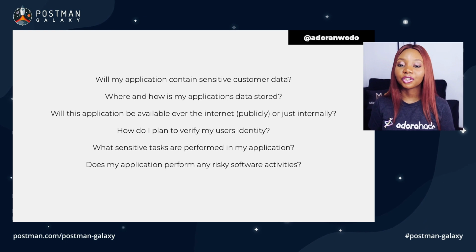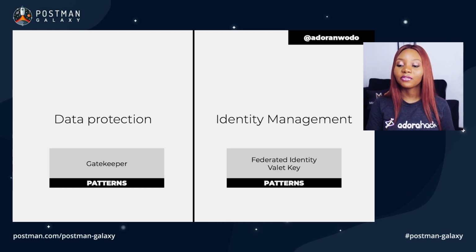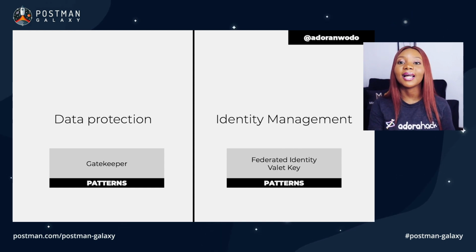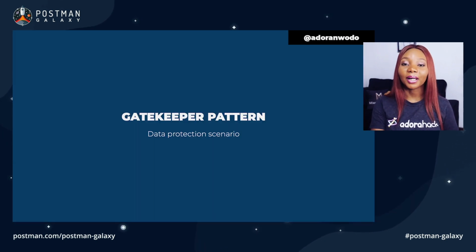And looking at these 6 questions that I talked about in the previous slide, I broke it down into 2 buckets. So the first bucket is the data protection bucket, and the second bucket is the identity management bucket. And these 3 security patterns each belong to one of these buckets. So I'm going to be talking about the Gatekeeper pattern, which is under the data protection bucket. I'm going to be talking about the Federated Identity and Valet Key patterns, respectively, which are under the identity management bucket.